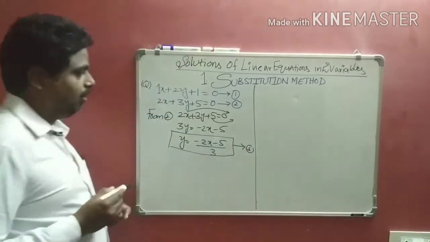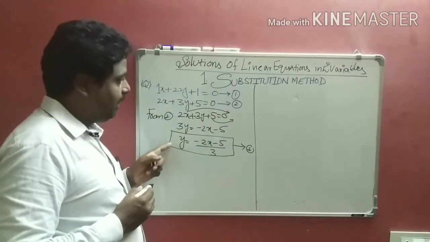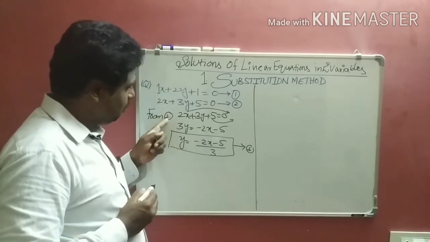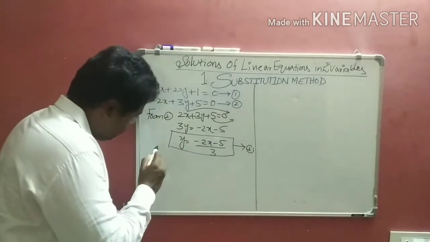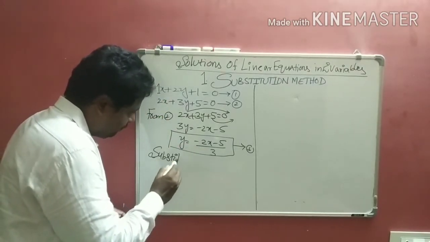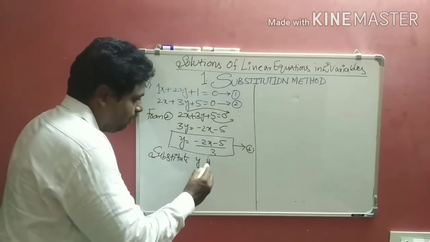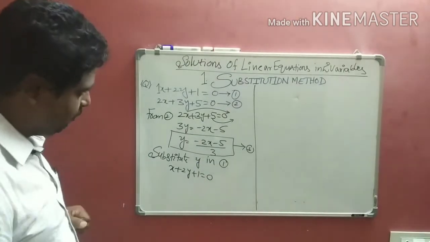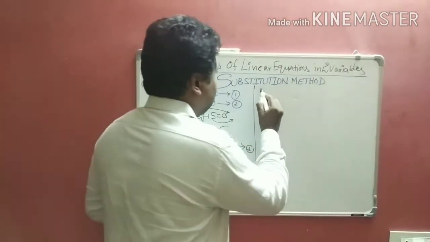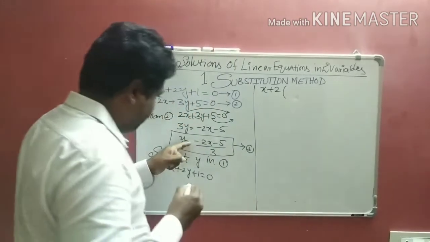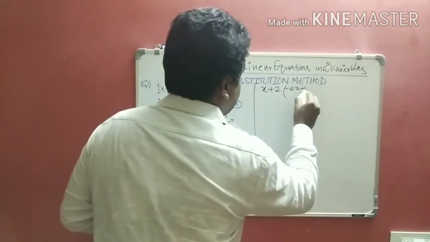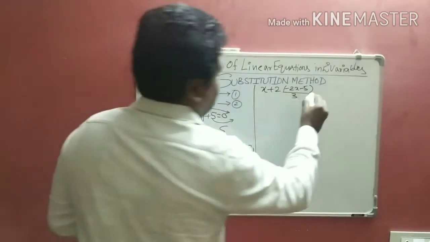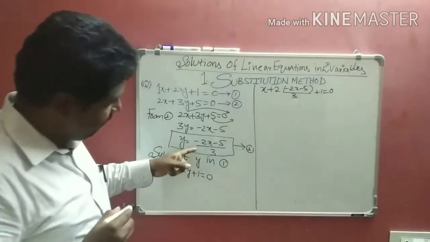Now let us substitute the value of y in equation number 1. Why? Because we got the value of y in terms of x from equation number 2, so we can substitute the value of y in equation number 1. So substitute the y value in equation number 1. What is equation number 1? x plus 2y plus 1 is equal to 0. So let us substitute: x plus 2 into the value of y, minus 2x minus 5 by 3, plus 1 is equal to 0. In equation number 1, in the place of y, we substitute this.